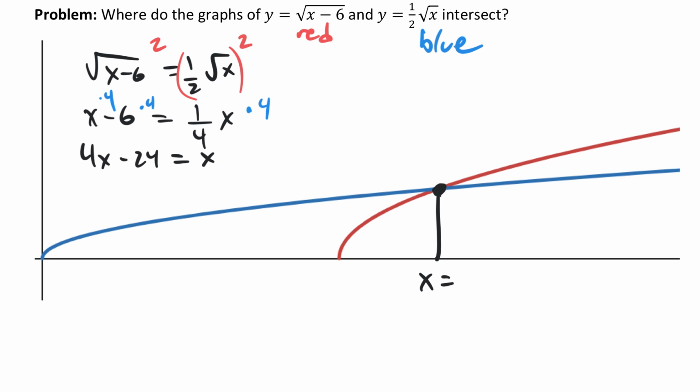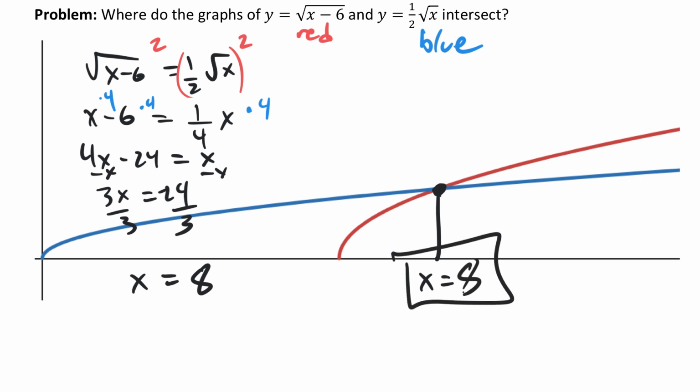So if I move the x to the one side, it's going to be 5x. Oh, no, that'll be 3x equals 24, subtracting x from both sides. And then we have to divide by 3. That's going to give you x equals 8. All right, so the answer over here is x equals 8.